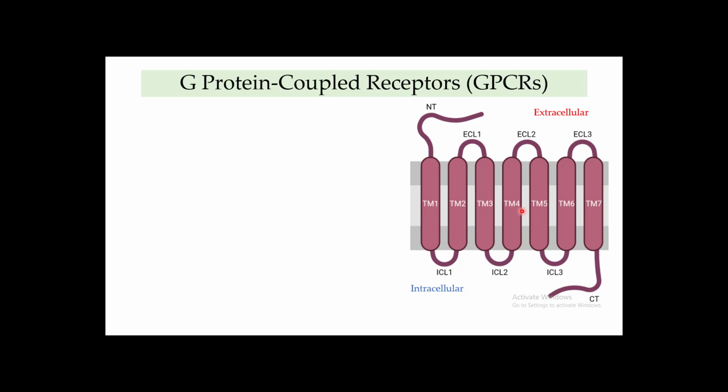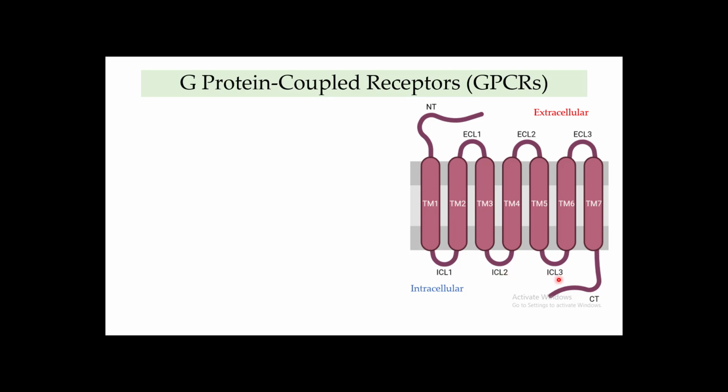In doing so, it creates specialized domains. One is known as the ECL1, the extracellular loop 1, the extracellular loop 2, the extracellular loop 3, and these loops are responsible for binding of the hydrophilic ligands on the exterior of the G protein coupled receptor. Then you have the intracellular domain. This ICL is for the intracellular loop. So this is 1, this is 2, and this is 3.